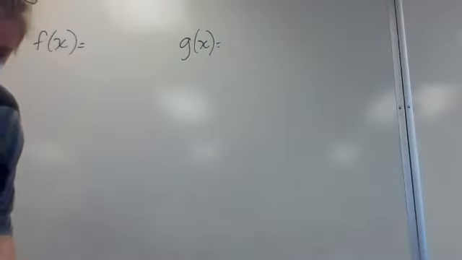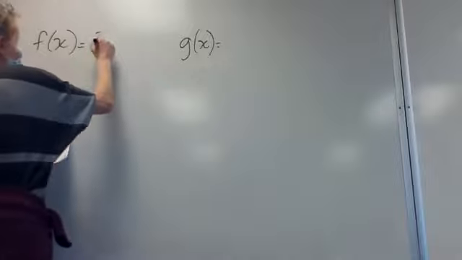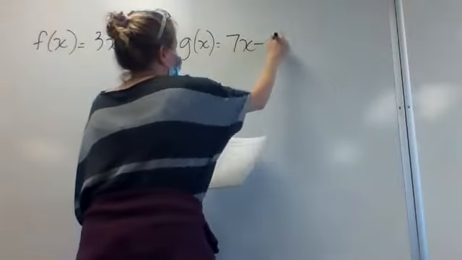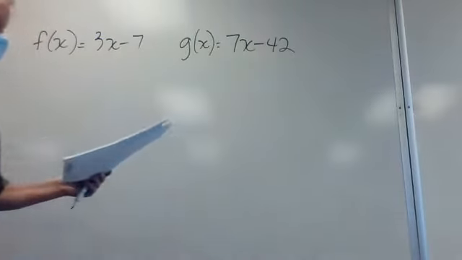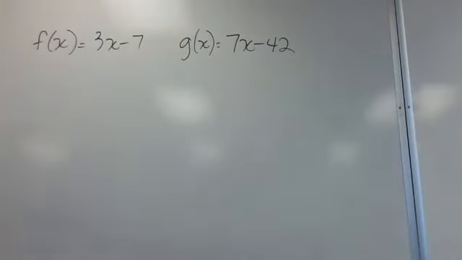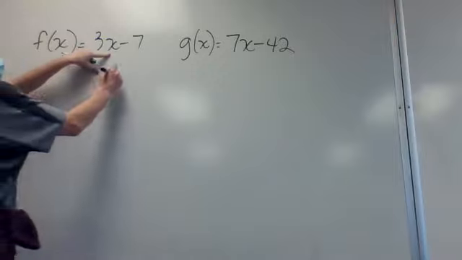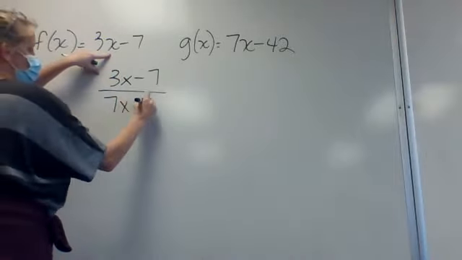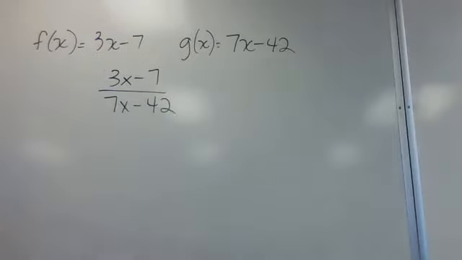F of x is 3x minus 7. G of x is 7x minus 42. And it wants me to find the domain of f over g. So put the f function over the g function. So that'll be 3x minus 7 over 7x minus 42.